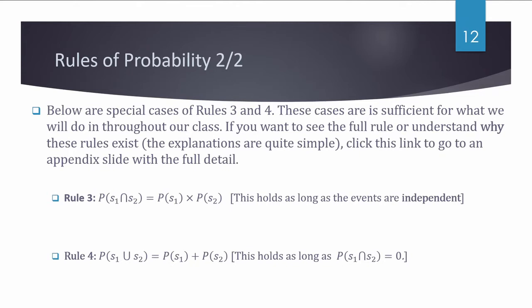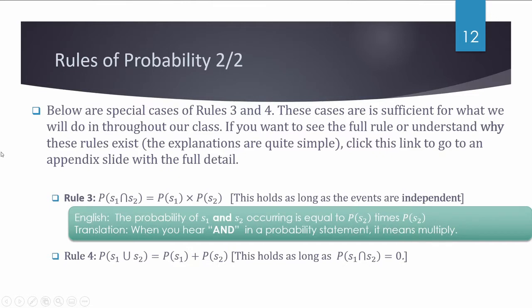Our next 2 rules here are going to be helping us figure out how to deal with slightly more complicated probability statements. They're going to help us translate words like and or or, that we're going to hear many times throughout the rest of this lecture and the rest of this class, into a probability statement. So rule 3 says the probability of observing events 1 and 2 is going to be equal to the probability of observing event 1 times the probability of observing event 2. And this will be true as long as our events are independent.